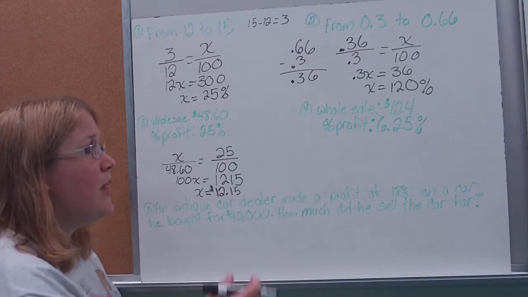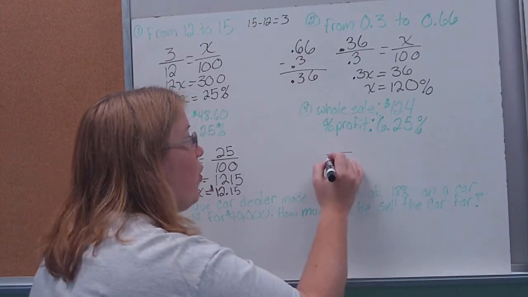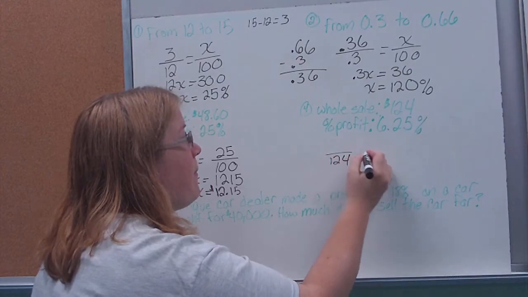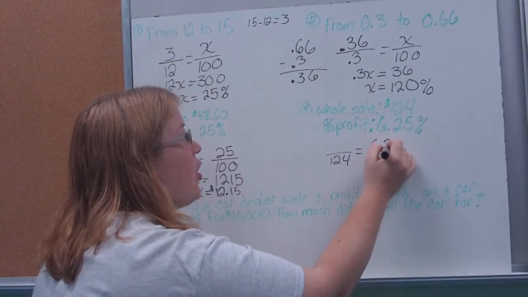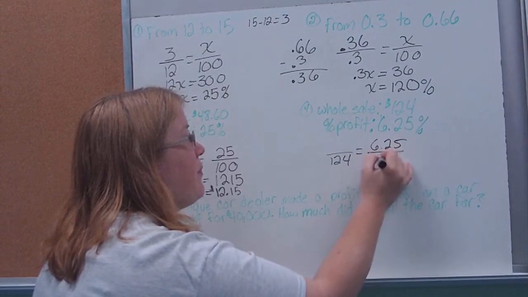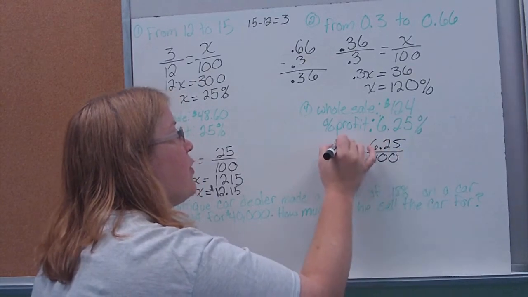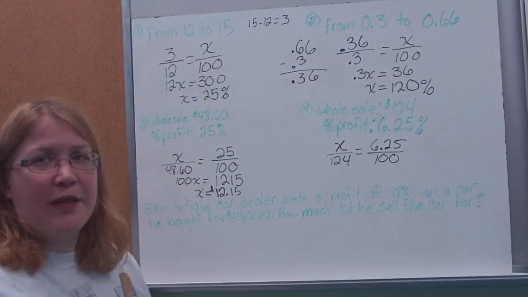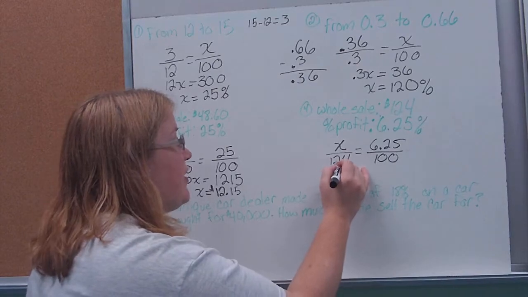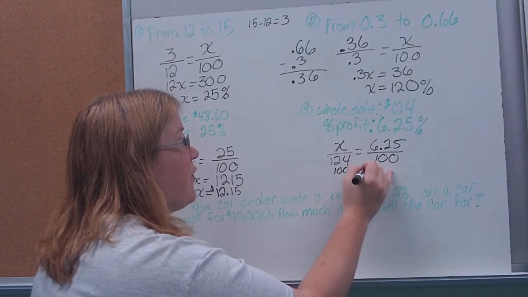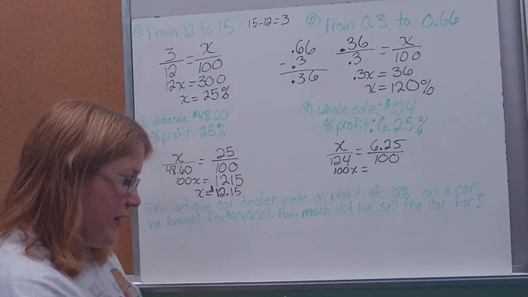Right? So we're setting this one up the same way. Wholesale always goes on the bottom. My percentage always goes over 100. So it's the increase that I'm solving for. Okay? And this is what I do. As I go, I just read it. I look for what information is missing. I fill it in as I go.